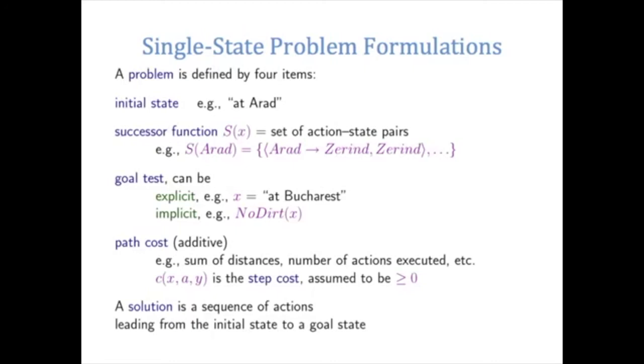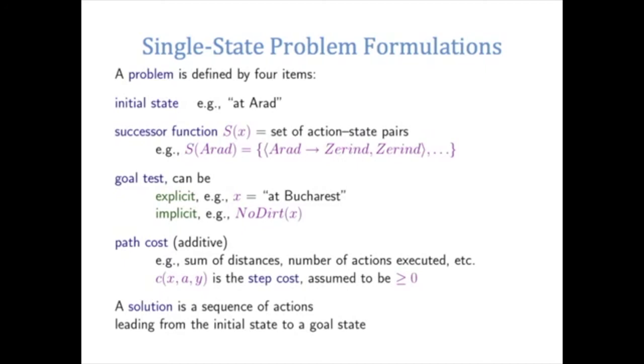And the fourth item that defines a single state problem is the additive path cost. That is, as we're traversing from state to state, we need to add up the cost of executing that particular plan. Now, in the Romanian holiday example, that's pretty easy because we can just sum the distances between the cities. We could have other kinds of costs too, like the number of actions executed and so forth.